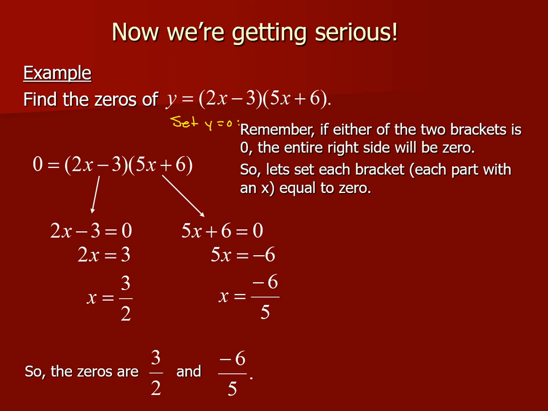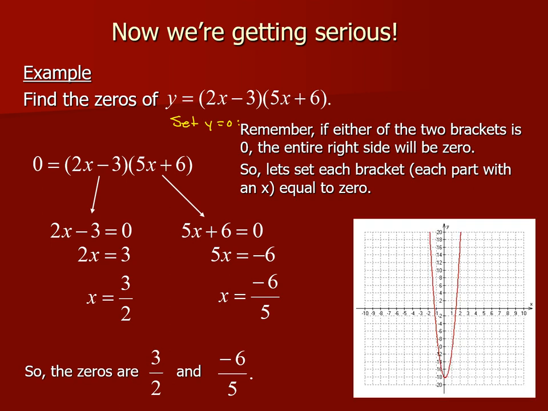There's a 0 at 1.5, and then over here at negative 6/5, which is negative 1.2 or something like that. Yeah.